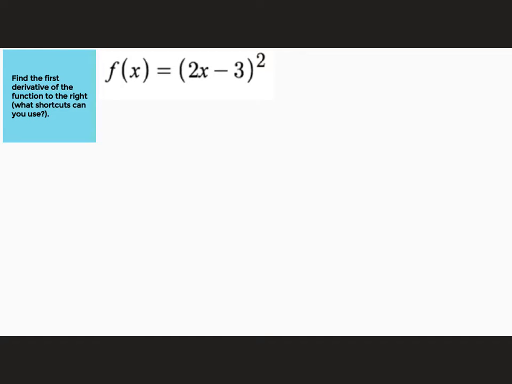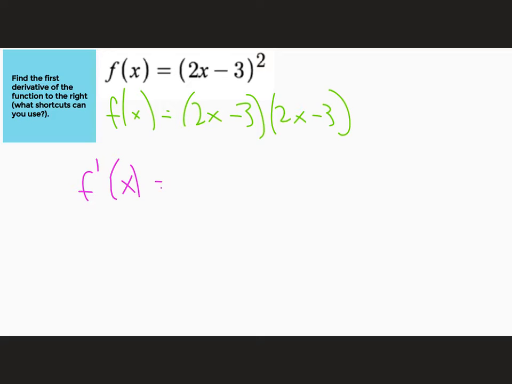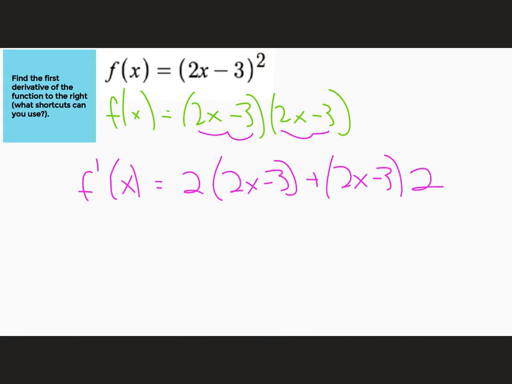I can write f of x as 2x minus 3 times 2x minus 3. So let's do product rule. The derivative of the first function, so the derivative of this, is 2 times the second plus the first times the derivative of the second function, which is 2.